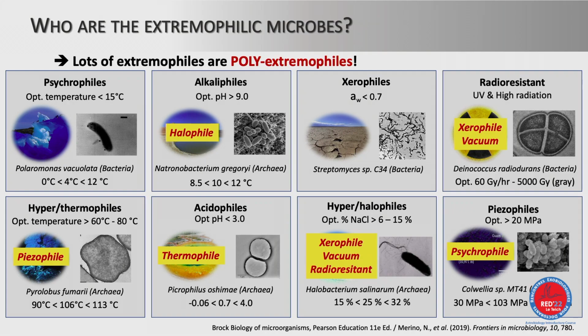Some hyperthermophiles can be piezophiles when they are isolated from deep sea vents, and some piezophiles are psychrophiles when they are isolated from the really cold deep sea. Some acidophiles are thermophiles, and the radiophiles are also xerophiles, can resist vacuum and also high radiation. So you see that those microbes developed a lot of strategies to cope with different stress conditions, and they can grow in various extreme conditions.